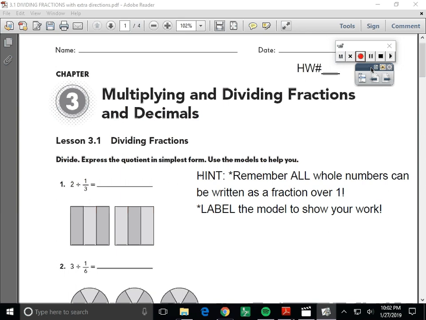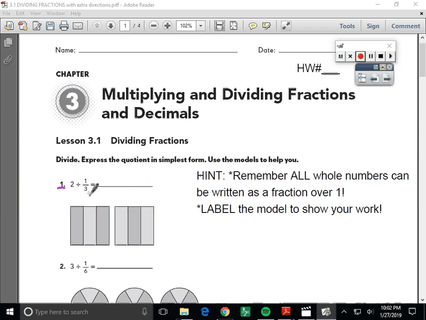So taking a look at this assignment from Lesson 3.1, the first section here on the first page tells us to divide, express the quotient in simplest form, use the models to help you. So here we're really checking to see if the students have developed an understanding of the models and how to use them. So for number 1, it says we have 2 divided by 1/3.